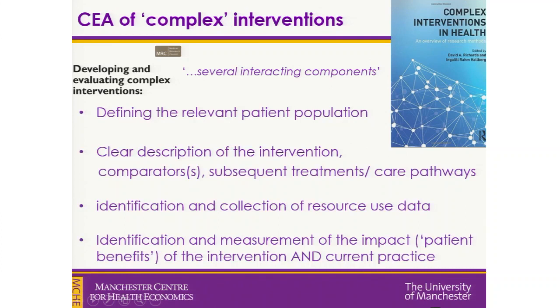So what becomes hard? It becomes hard to define the relevant patient population. If you think about the example of clinical genetics, is your relevant patient population your proband, or is it your family unit? That is not a small problem to solve, and it will affect what types of resources you include and the benefits to whom should be measured. You need a clear description of the intervention and the comparators and the subsequent treatments and care pathways.